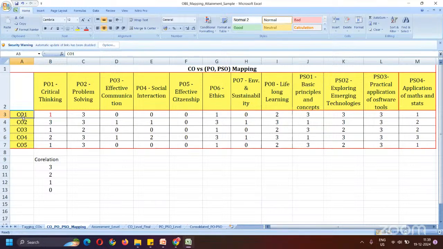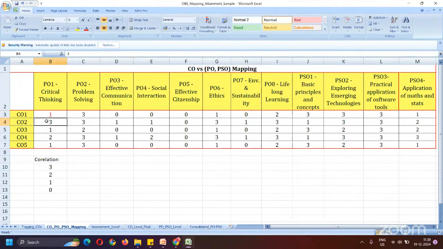That's why we have mapped the number of sessions with COs. So if I'm taking 11 hours for my CO, how much of those 11 hours is contributing to critical thinking? That percentage you have to calculate, and then you are justifying your correlation. This is how we correlate and fill this table. I hope you are able to understand how we are mapping it.